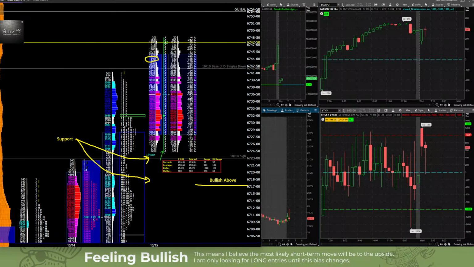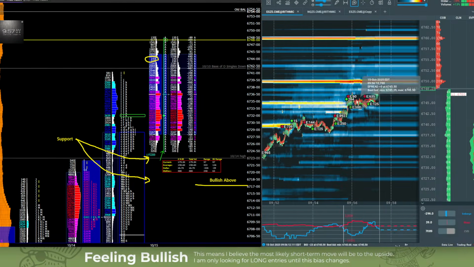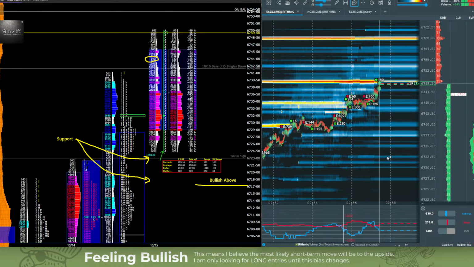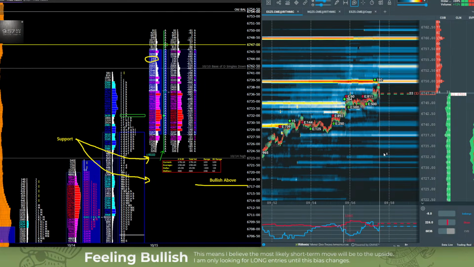Okay, more short covering. Took out another set of stops. Bet you we can see it on Bookmap. There it is. Somebody just got taken out for 280 contracts. Sorry, bro. Oh, somebody else for 180. Sucks to be you.